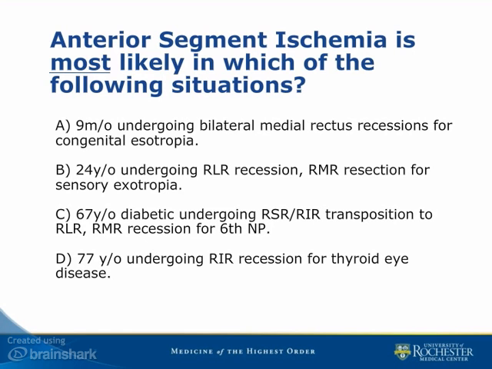The next test question has to do with the vascular supply to the anterior segment and a surgical complication called anterior segment ischemia. So anterior segment ischemia is most likely to occur in which of the following situations? A, a 9-month-old undergoing bilateral medial rectus recessions for congenital esotropia. B, a 24-year-old undergoing right lateral rectus recession and right medial rectus resection for sensory exotropia. C, a 67-year-old diabetic undergoing right superior rectus and right inferior rectus transposition to the right lateral rectus, as well as a right medial rectus recession for 6th nerve palsy. Or D, a 77-year-old undergoing right inferior rectus recession for thyroid eye disease. So take your time, answer this question, and move on.